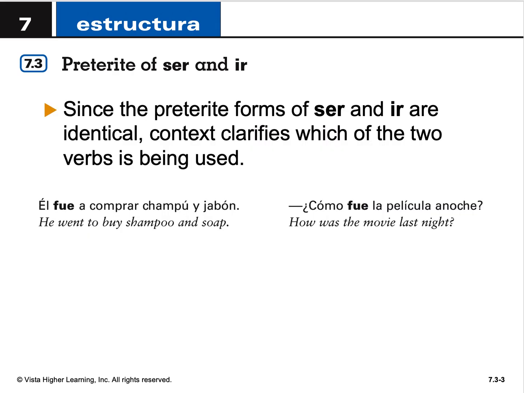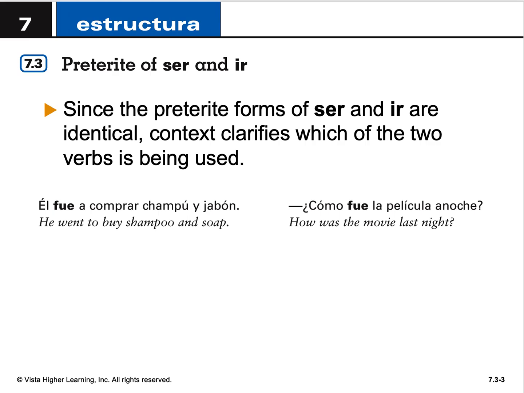So if we're looking at context and we see él fue a comprar shampoo y jabón. He went to buy shampoo and soap. It wouldn't make sense to say he was to buy shampoo and soap. He went makes the most sense here.